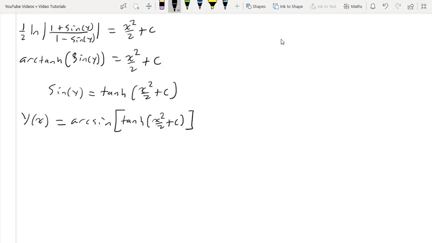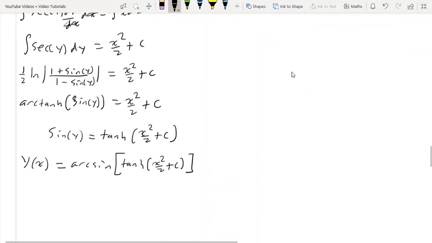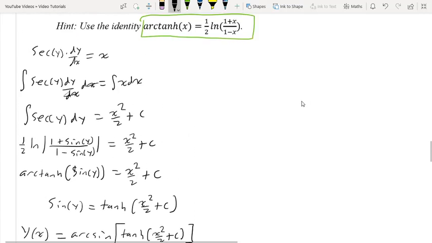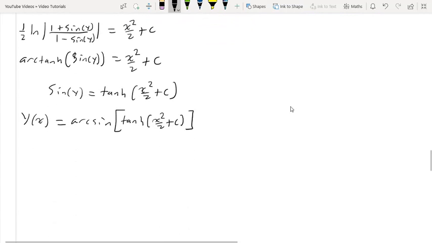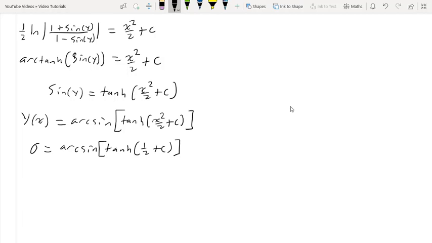Now we want to get the particular solution for the point y of 1 equals 0. So what this means is that we can substitute that coordinate in. So we know that we're going to get 0 equals arcsin of tanh of 1 over 2 plus c. So if we take sine to both sides, we're going to get 0 equals tanh of 1 over 2 plus c. And now you have to solve this, so you just put this in terms of exponentials. And for the sake of time, I'll just tell you that you should get c equals negative 1 over 2 when you solve for that. It's pretty easy to solve, though. So that's your answer for the c value.